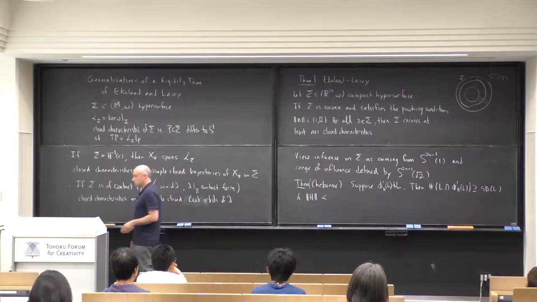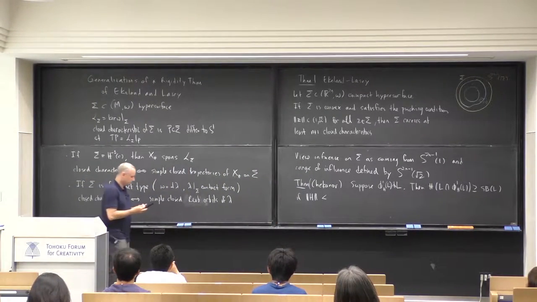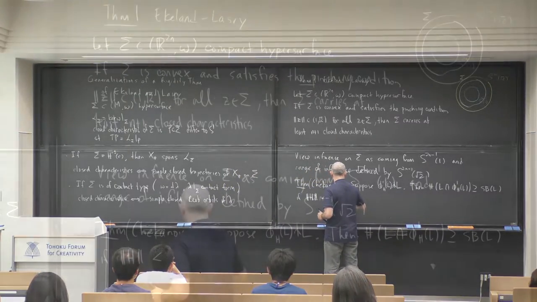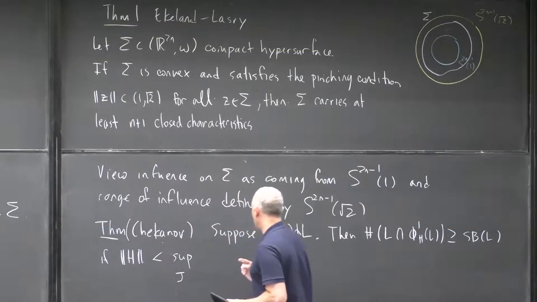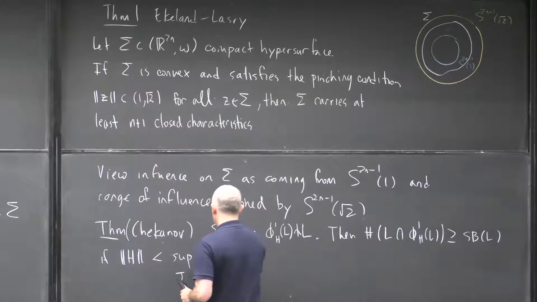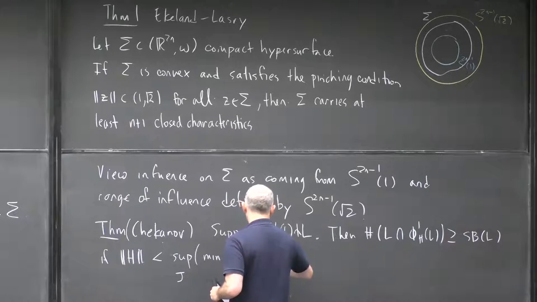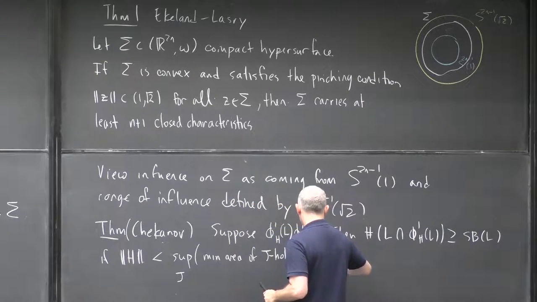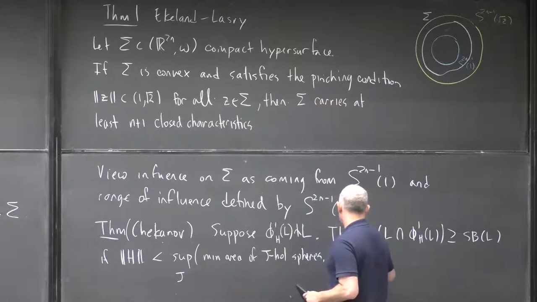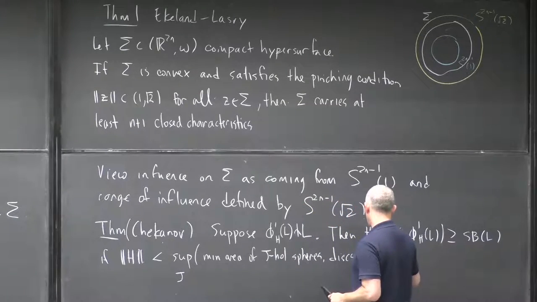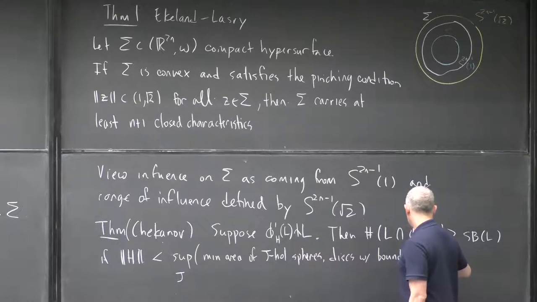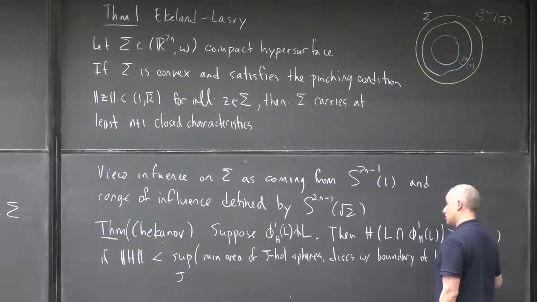So let me write that out. So we want to take formally the sup over J compatible with omega. And then we want to take the minimum area of J-holomorphic spheres and disks with boundary on L.